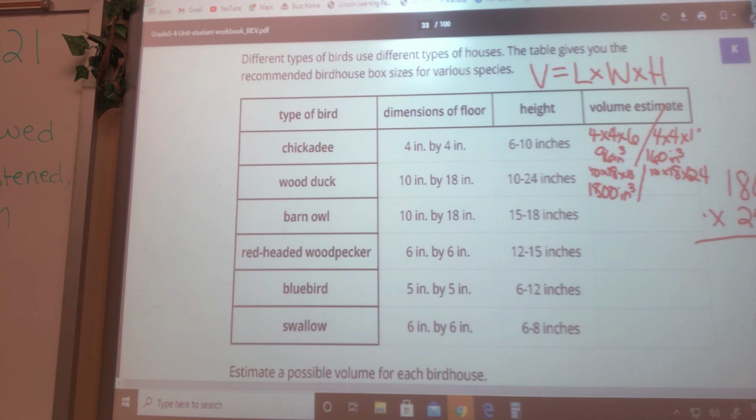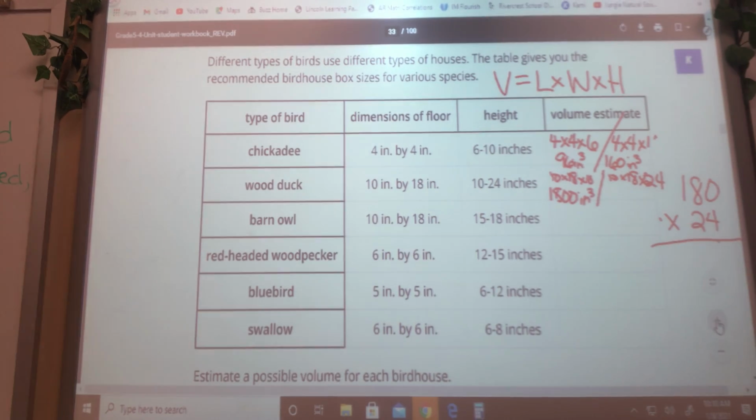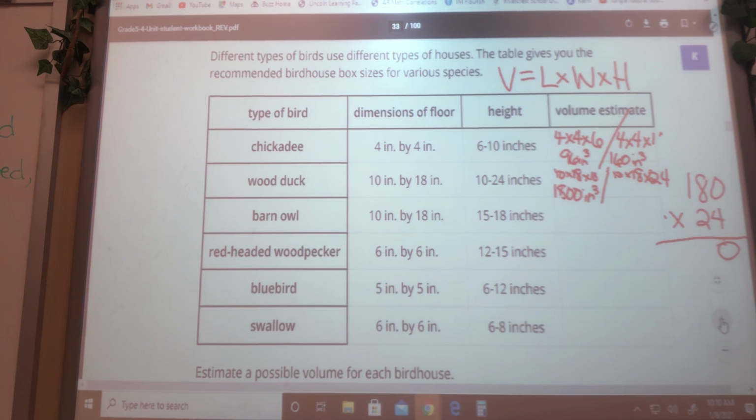Well, now I can just use a basic algorithm. 4 times 0 is 0. 4 times 8 is 32, so I would carry my 3. 4 times 1 is 4, plus 3 is 7. So now I'm going to work with the 2, which is the second number, so I need a placeholder 0 so that I can be under the second number in the tens place. 2 times 0 is 0. 2 times 8 is 16, so I would carry my 1. 2 times 1 is 2, plus the 1 that I just carried would be 3.